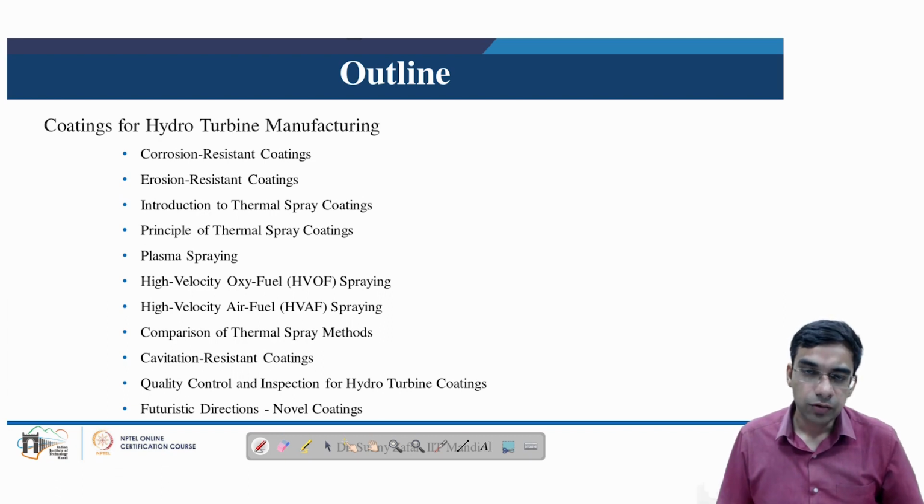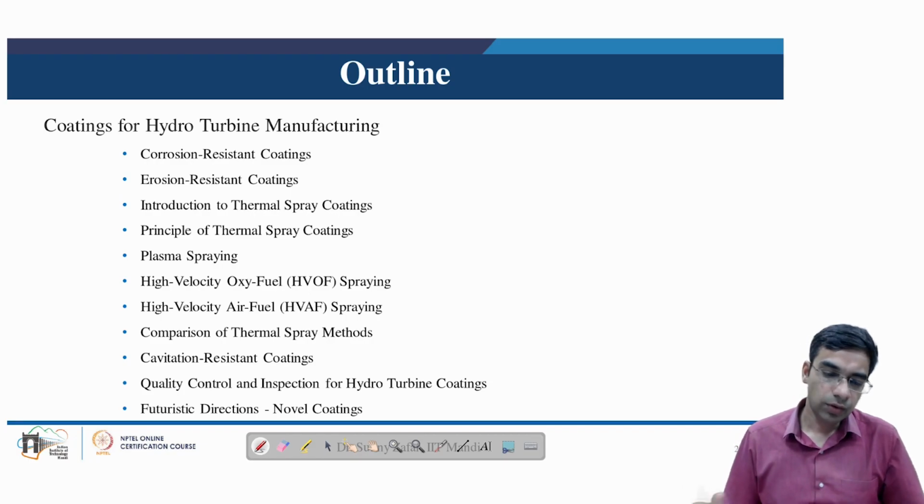Then we will see the introduction to thermal spray methods for depositing such coating, principle of thermal spray coating, then plasma spraying, high velocity oxy-fuel spraying, high velocity air fuel spraying, comparing various thermal spray methods, cavitation resistance coating, quality control, inspection of hydroturbine coatings, and we will conclude the lesson with futuristic direction with novel coatings which can be used on hydroturbines.